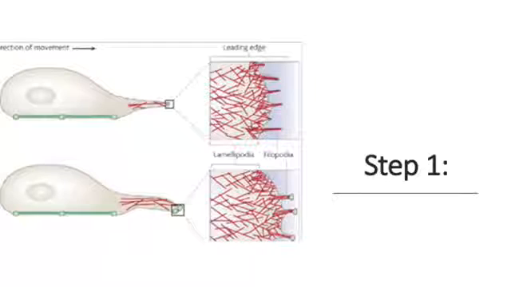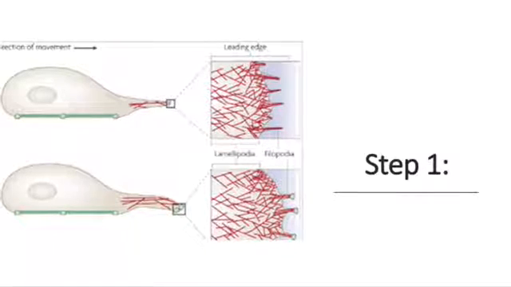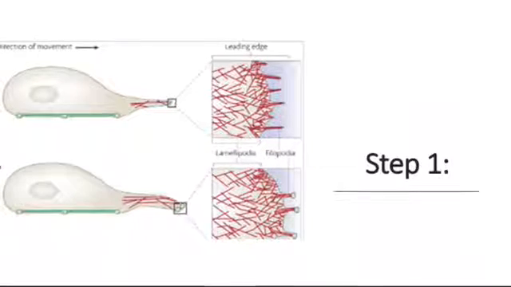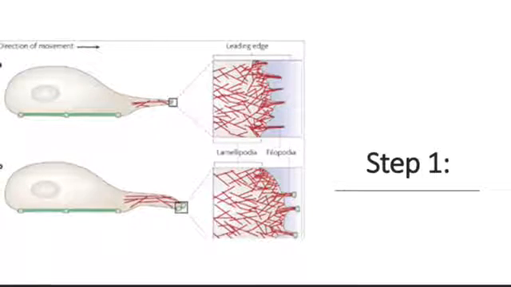Lamellipodia are first in this step and they are a thin sheet that contains a dense meshwork of actin. The actin in this protrusion has its plus ends out towards the plasma membrane.